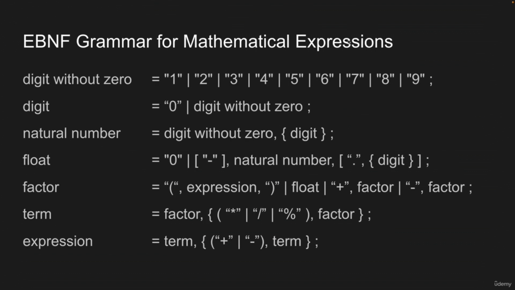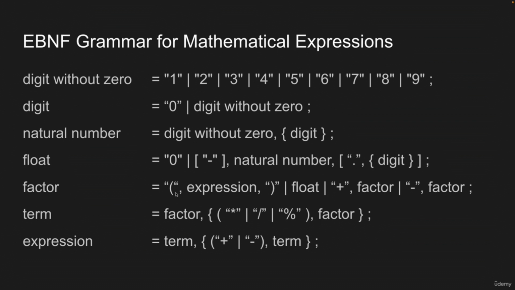And the EBNF grammar for mathematical expressions. So digit without 0, and then digit, and then natural number. This is saying, hey, this is just pretty much a number. So it can be like 612. And we make a float where it can be a 0, or we add a possible sign. The square brackets mean optional. So there can be a negative character or not. It doesn't matter. And then that natural number, and then an optional dot, and then that digit, just in case there's a decimal.